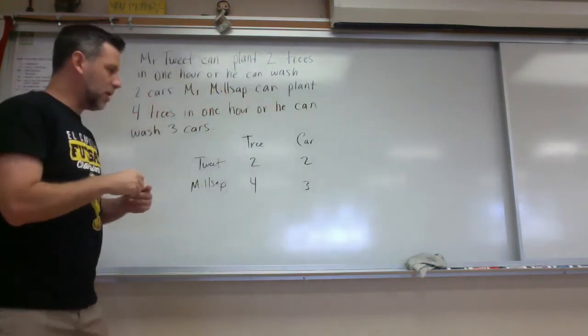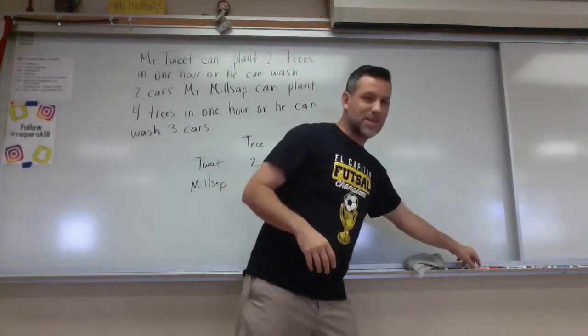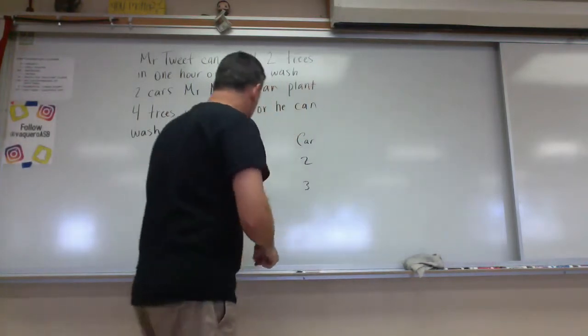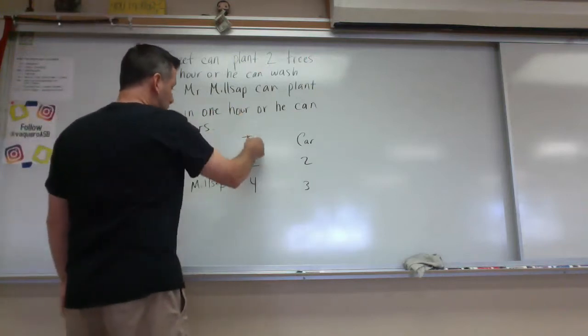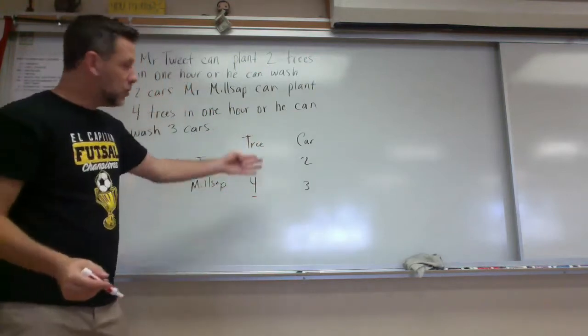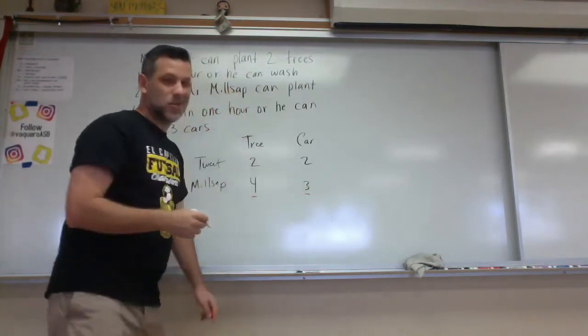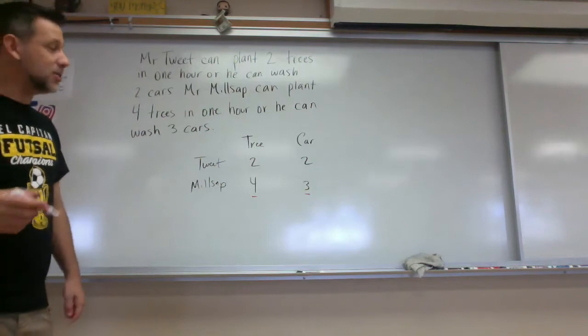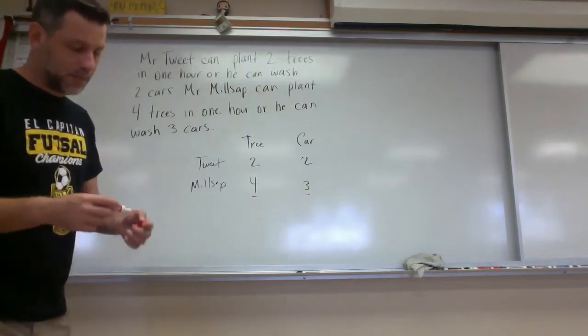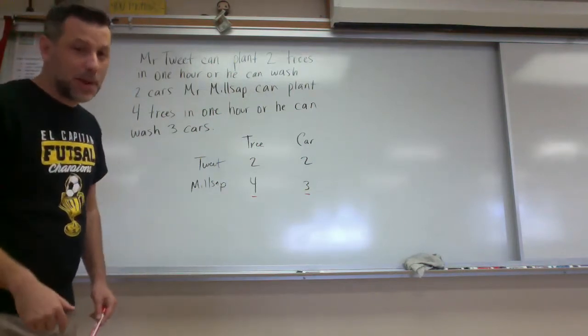So the first thing we're going to want to figure out is, what is the absolute advantage? The absolute advantage is who can do more. Who can do more trees? Millsap can. Who can do more cars? Millsap can. He's just all around better. So Millsap has the absolute advantage in trees and cars. He can do more. Now let's find out who's got the comparative advantage.